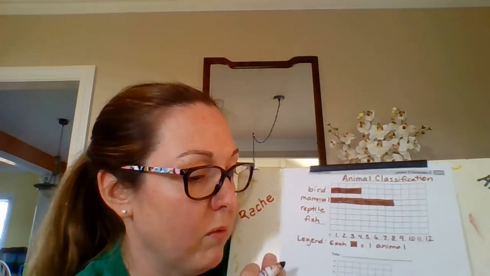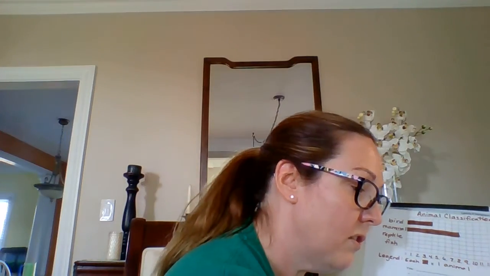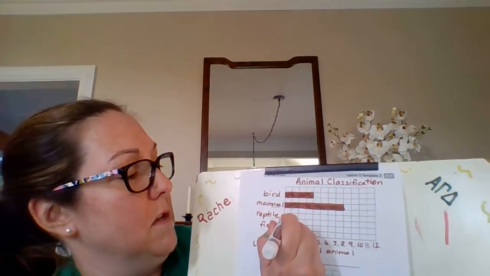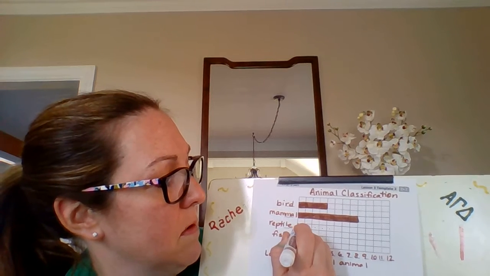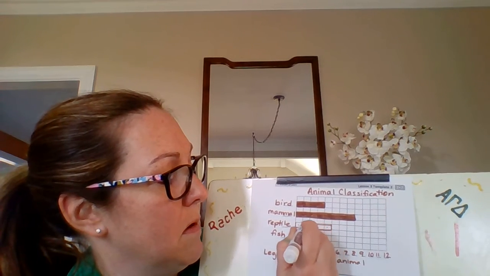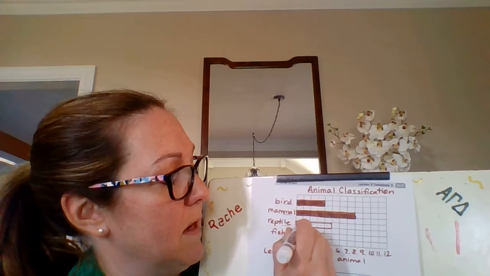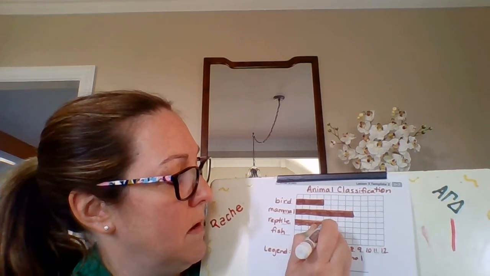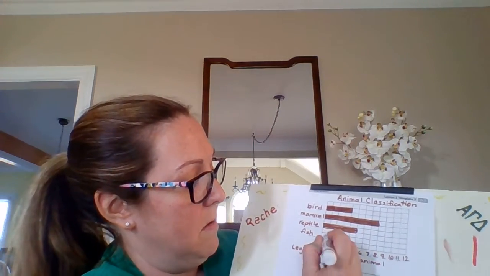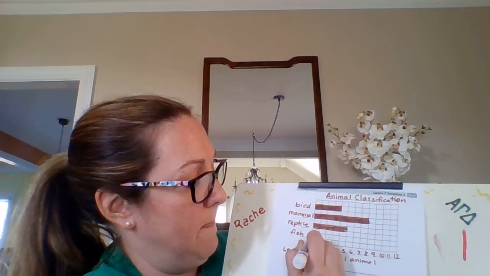And then we've got reptile. There were 5 of those. So I think I'm going to go 1, 2, 3, 4, 5. And color that one in. And finally, fish had 3. So 1, 2, 3.